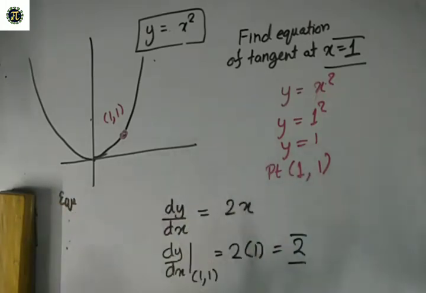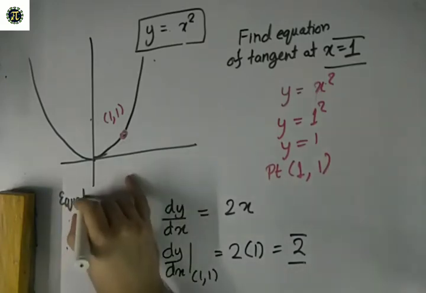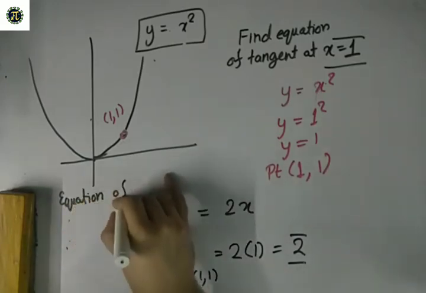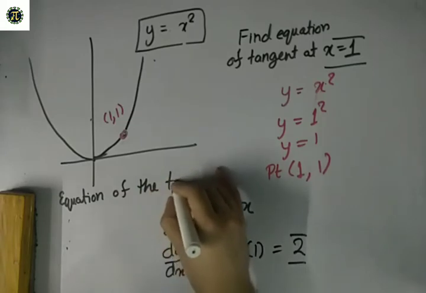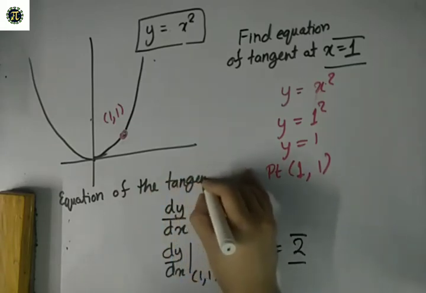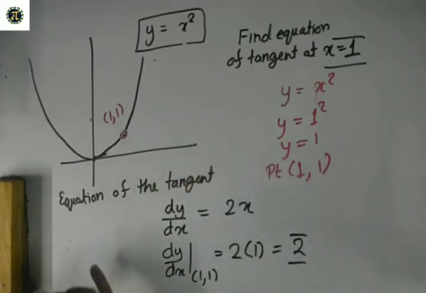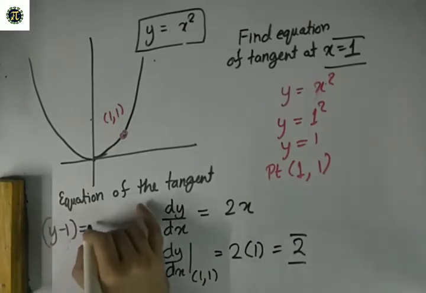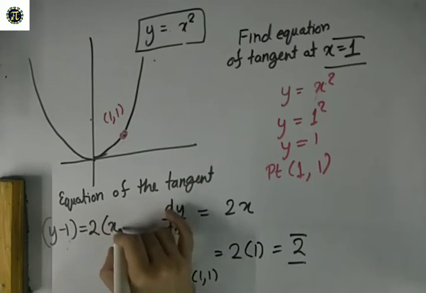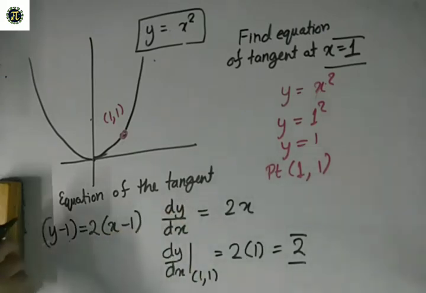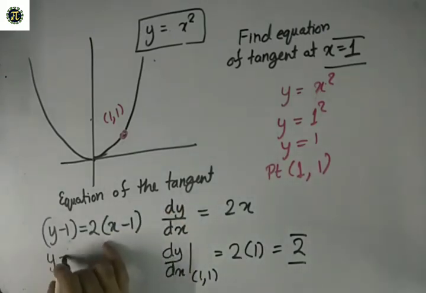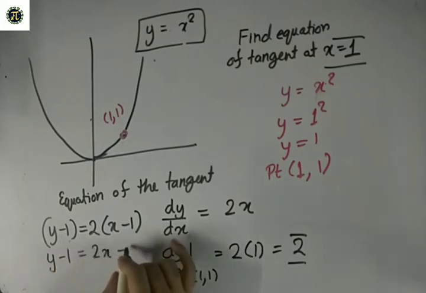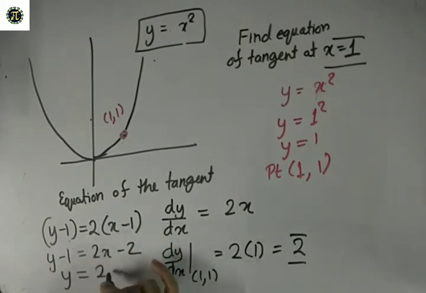So what is the equation of the tangent at that point? The equation of the tangent is y minus 1 is equal to twice of x minus 1, and we can open this bracket. We have y minus 1 is equal to 2x minus 2, so y is equal to 2x minus 1.